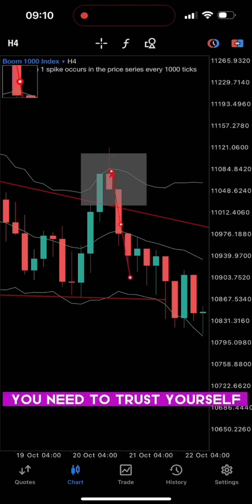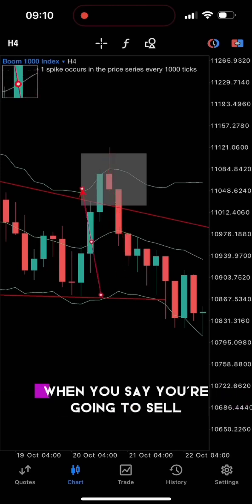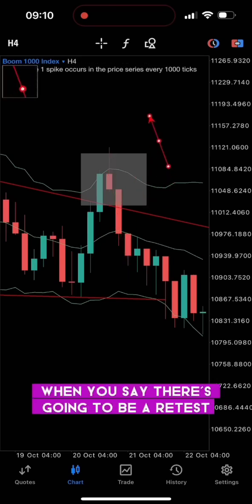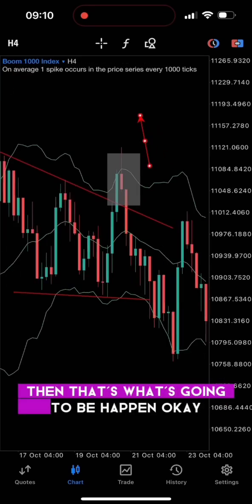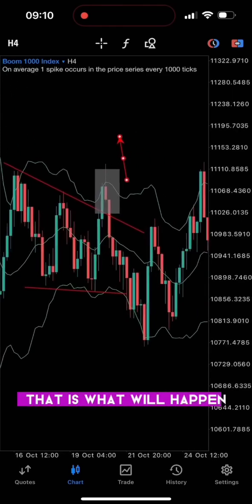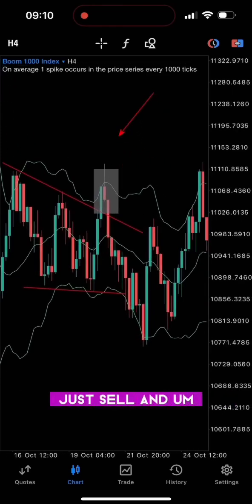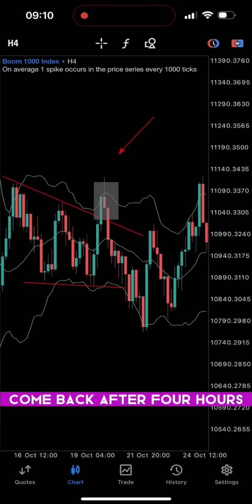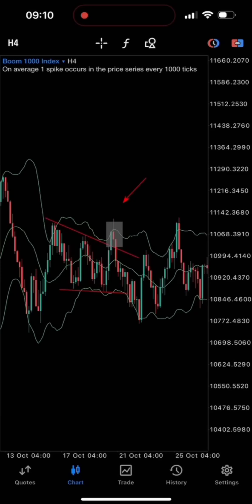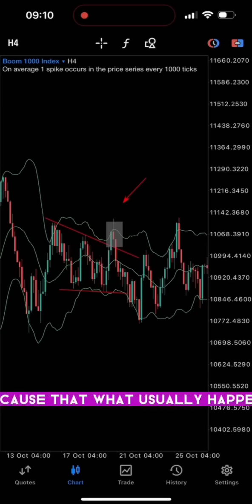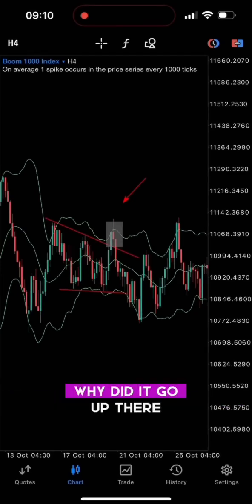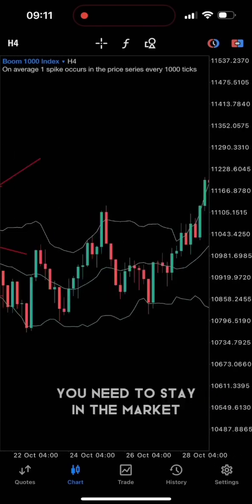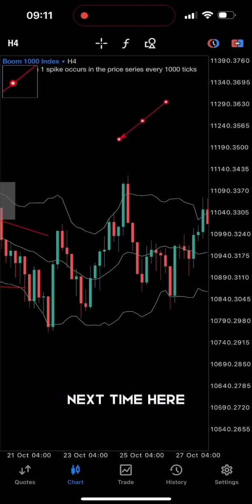You need to trust yourself, okay? When you say you're going to sell, you need to sell. When you say there's going to be a retest after a breakout, then that's what is going to happen. Just sell and leave the market for a while. This is 4 hours. You just count 4 hours, come back after 4 hours. You see yourself taking your profit because that's what usually happens. Why did it go up there? It went up there to take the stop losses of people like you. You need to stay in the market. Use small lots next time.